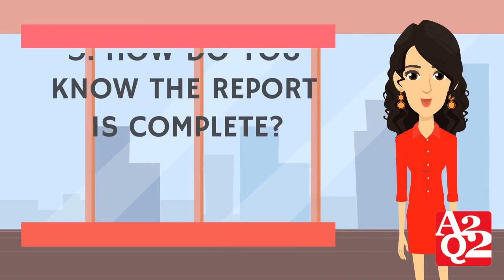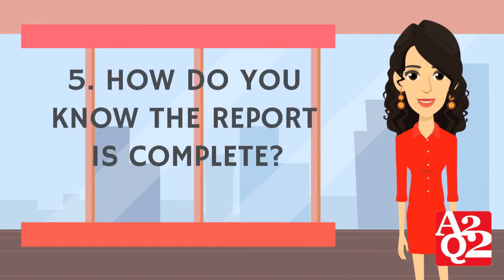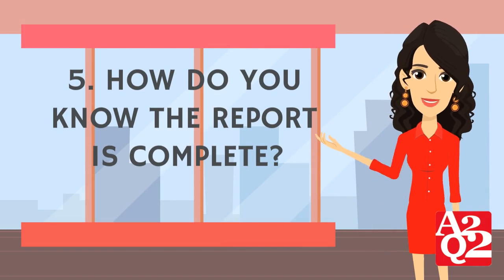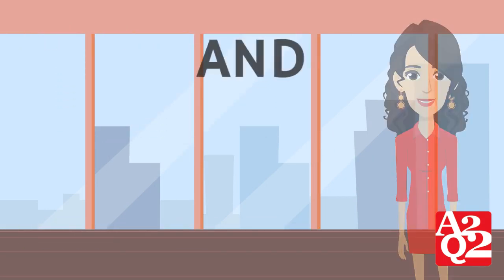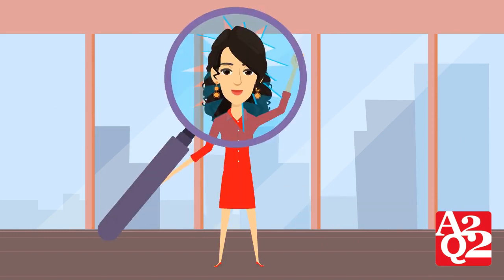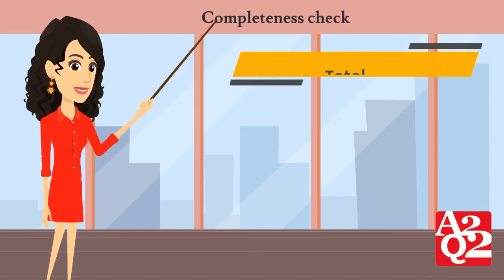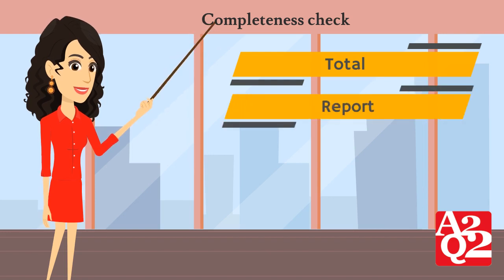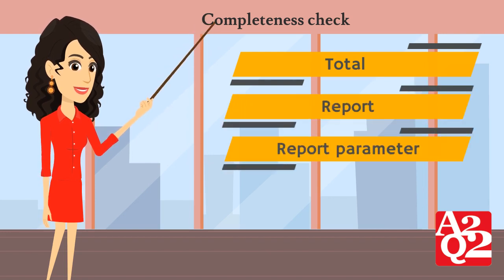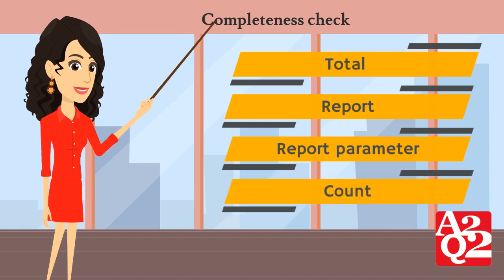Number 5 is if you are using a system report or some source document, how do you know it's complete? And the answer can be as simple as when I run this report, I agree the total, I tie the total back to the trial balance. I tie this back to a report. I look at the report parameter that the date is from the 1st through the 31st. That can be part of your completeness check. I do a count. I know there's supposed to be 20 of these items. There are 20 on here.